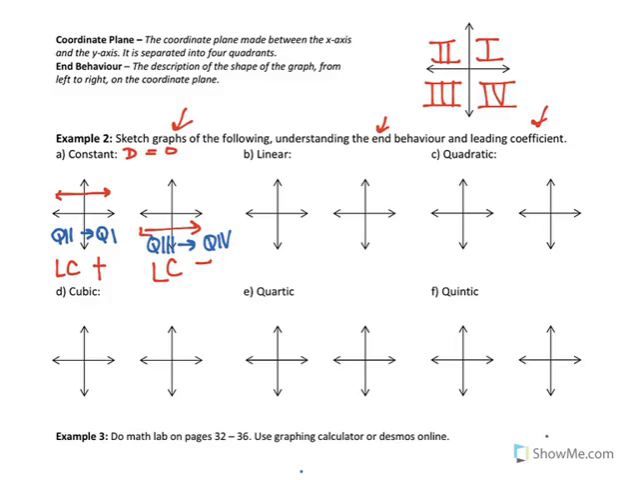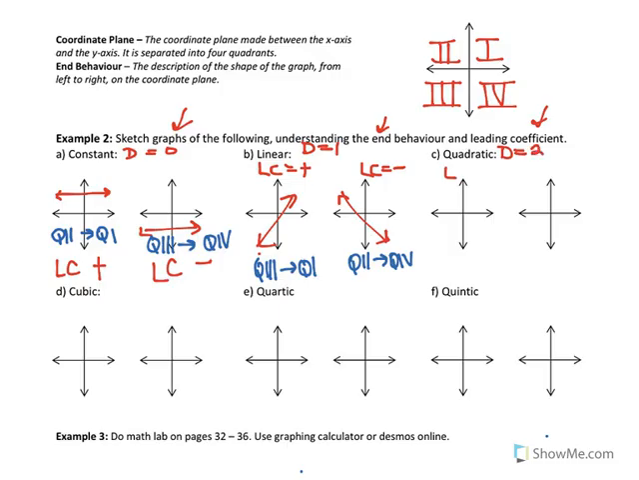Okay, line. If my leading coefficient is positive, it will go up. If my leading coefficient is negative, it will go down. Remember that the degree for a line is 1. My end behavior is quadrant 3 to quadrant 1 for positives, and quadrant 2 to quadrant 4 for negatives. And there's lots of different ways we can draw lines. I'm just drawing an example. Okay, quadratic has a degree of 2. If the leading coefficient is positive, it'll open up. If it is negative, it'll open down. The end behavior is 2 to 1 for a positive, and 3 to 4 for a negative.